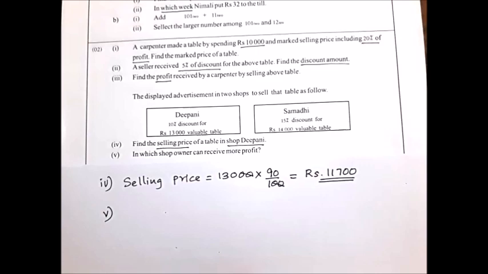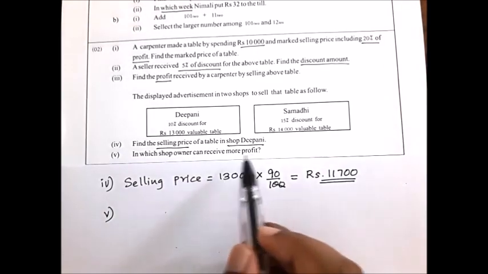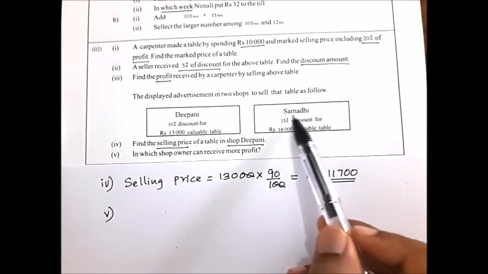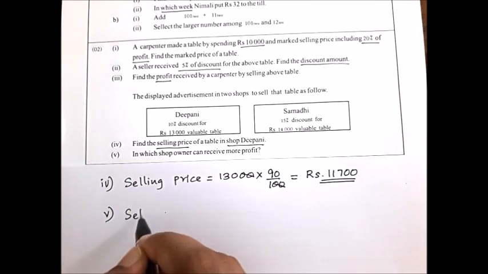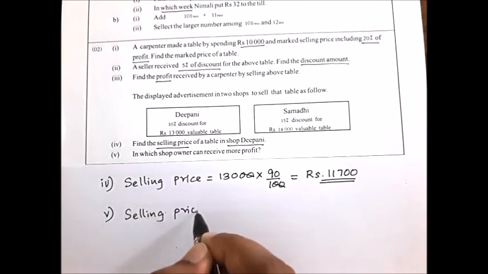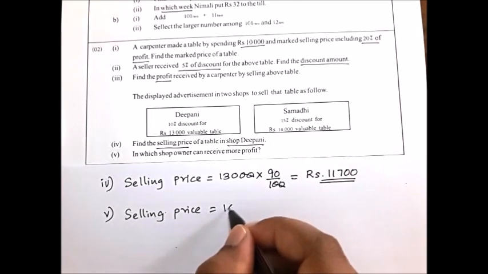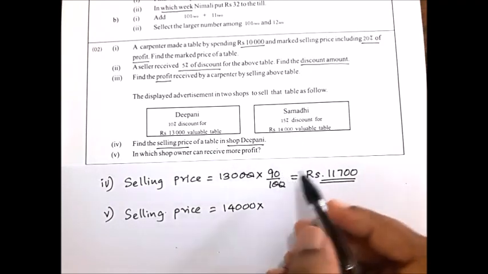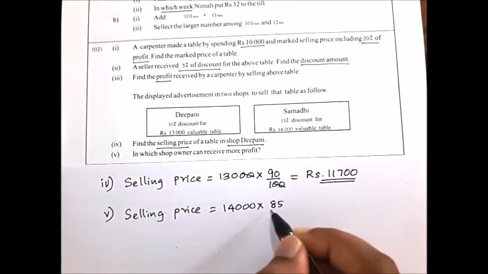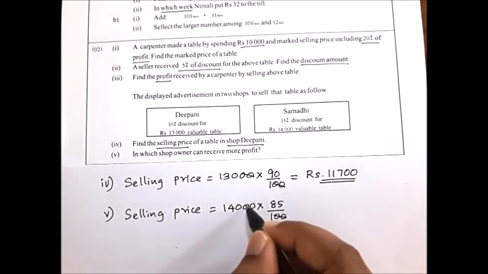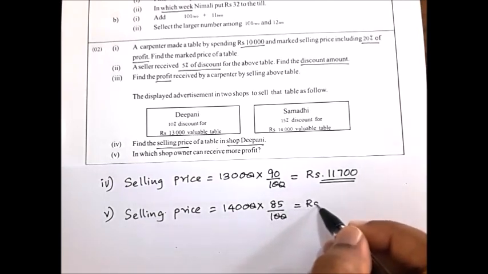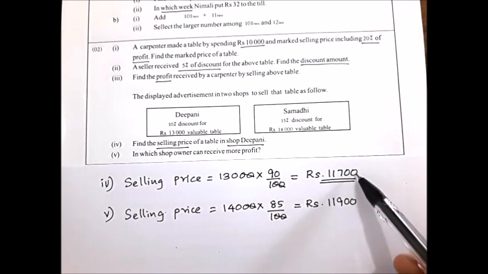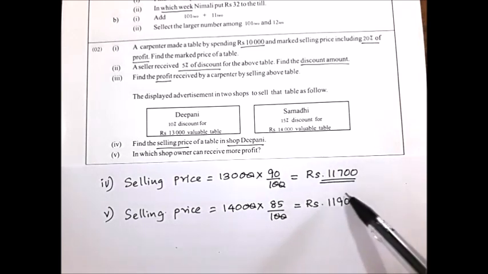Look at fifth part. In which shop can the owner receive more profit? Now you have to find the selling price in the shop Samadhi. Selling price. Here mark price is 14,000. 15% discount given. Subtract 15% from 100. It is 85%. Multiply this one by 85%. Cancel two zeros. The value is 11,900. This is the selling price in the shop Deepani and this is the selling price in the shop Samadhi.